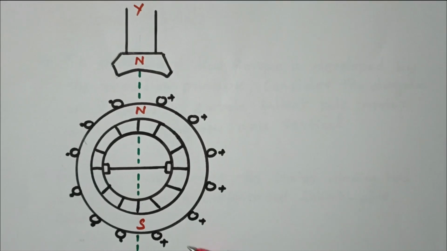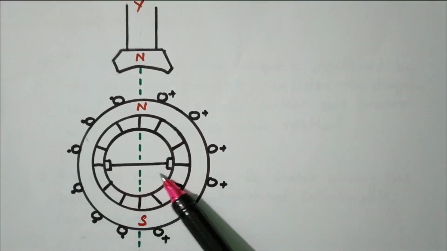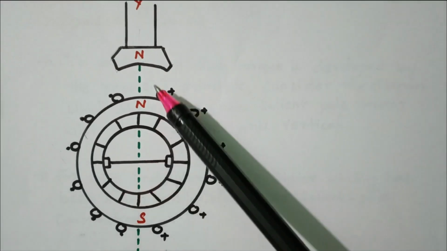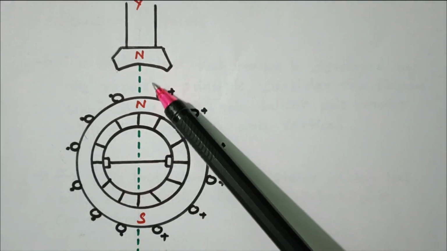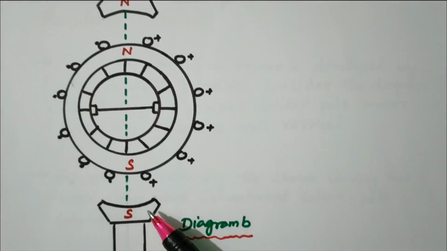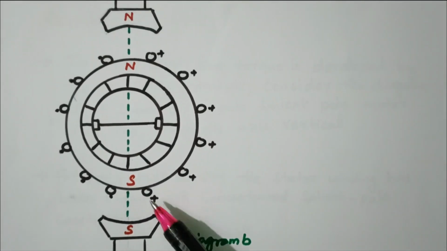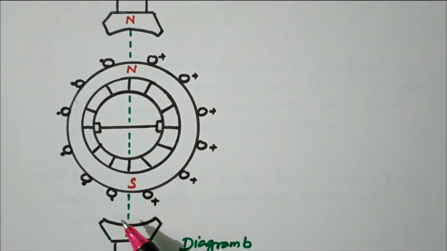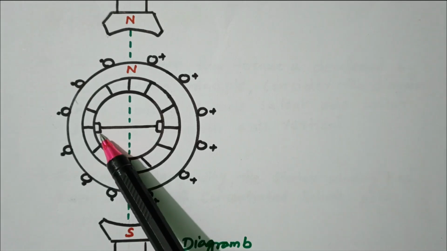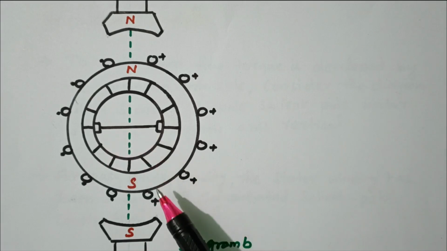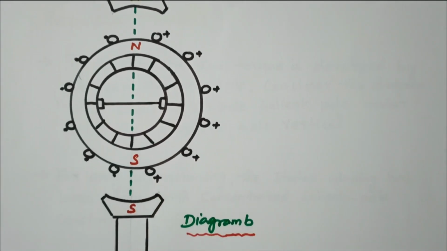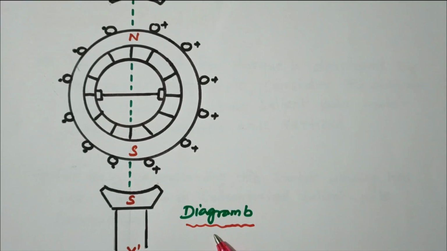This diagram refers to the horizontal position. The brush holder is available horizontally. Remaining all are the same. At the top, main pole and rotor pole are N. At the bottom, main pole and rotor pole are S. The axis is Y dash. So in this case there is no EMF induced. Only in the vertical case is the EMF induced. When the brush holders are horizontal, the EMF is not induced. So this is diagram B, vertical position, and diagram A, horizontal position.